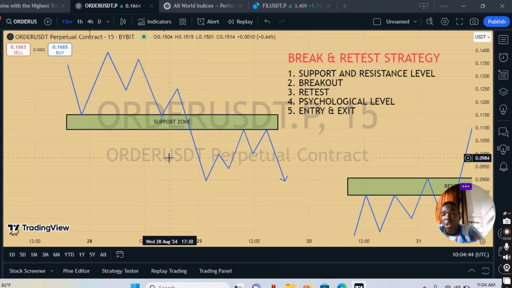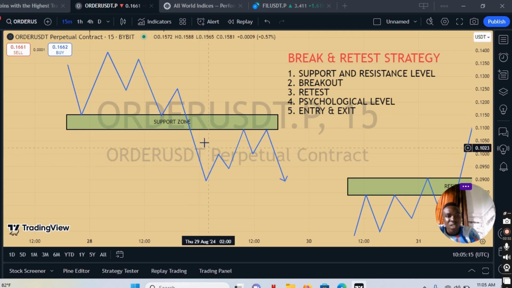That is our key zone. We are looking for support turning to resistance or resistance turning to support. This is actually the secret behind all this. And we discovered that when price broke this support zone, we are no longer looking to buy. We are looking to sell.